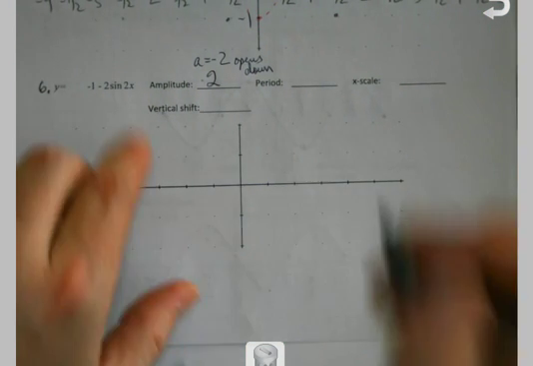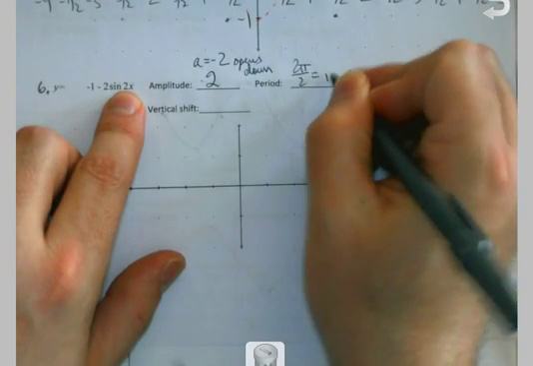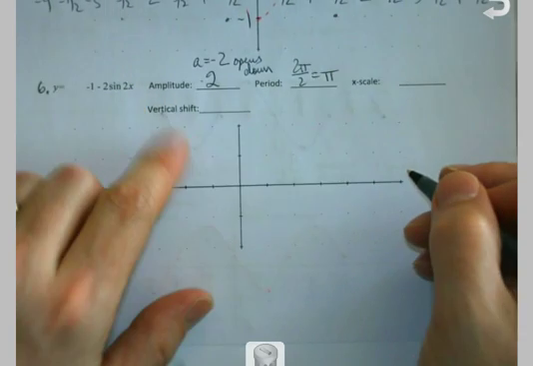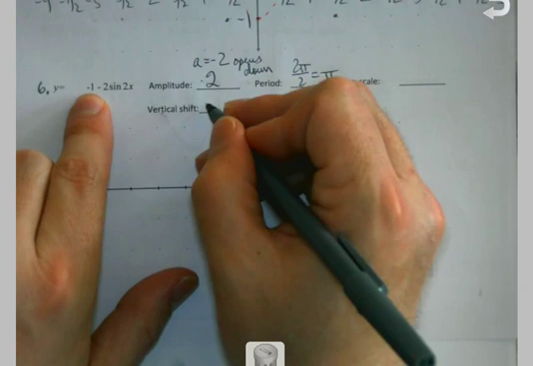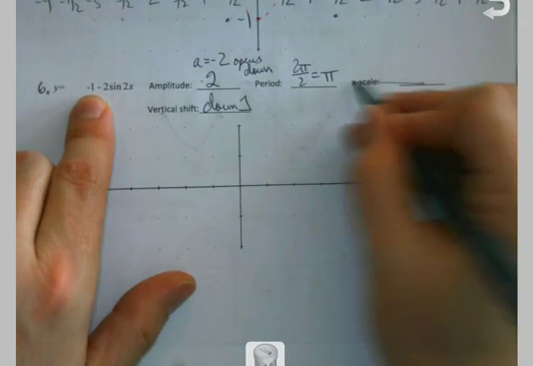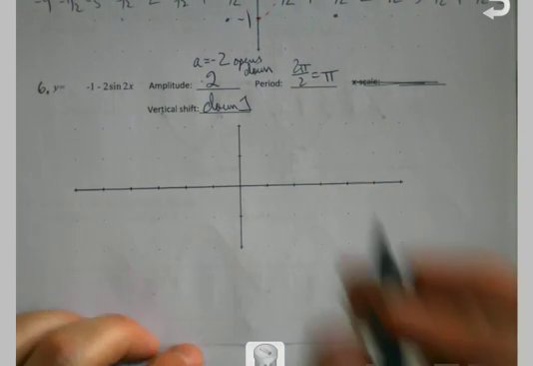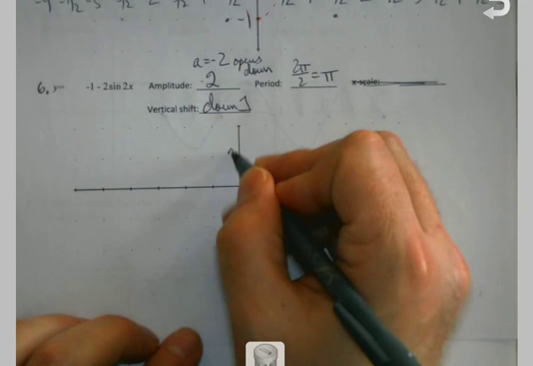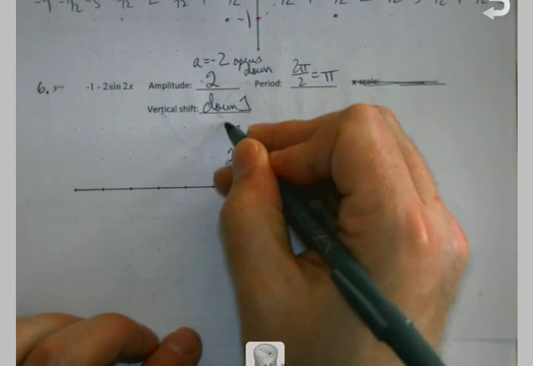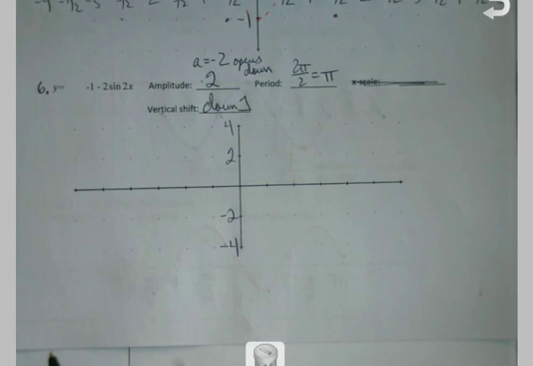My b value is 2, so my period is 2 pi over 2, or pi. I have a vertical shift of down 1, and I don't have a phase shift this time, so don't worry about your scale because you're going to see it on the actual graph here. All right, so what do we know? We've got amplitude of 2, so we'll get that labeled in.